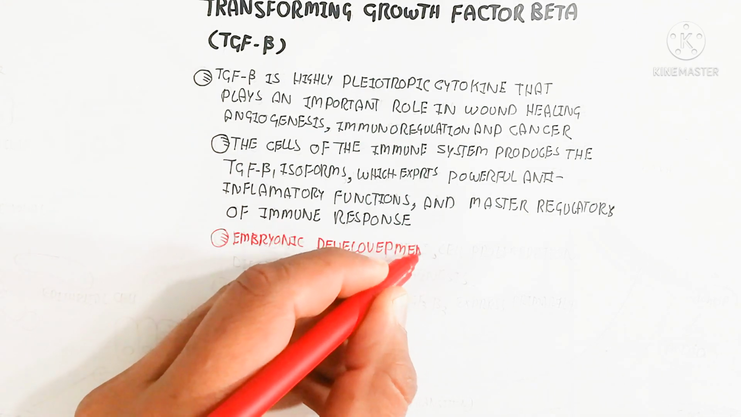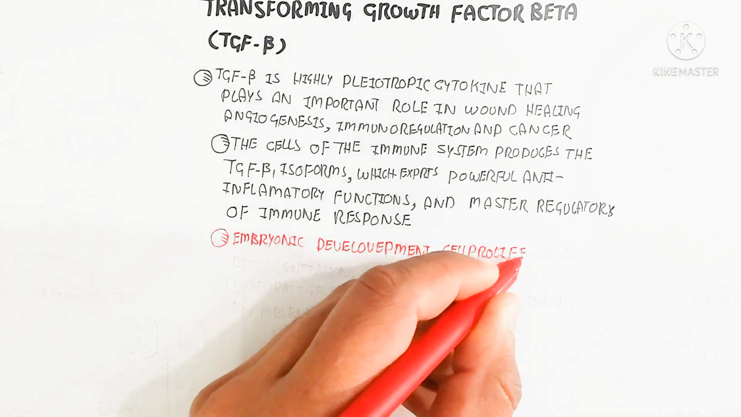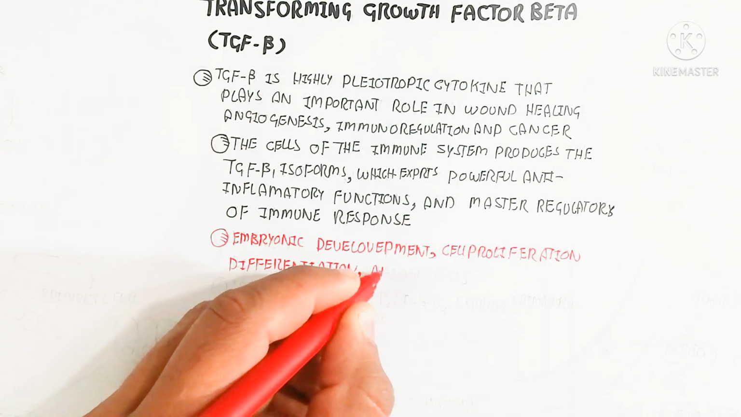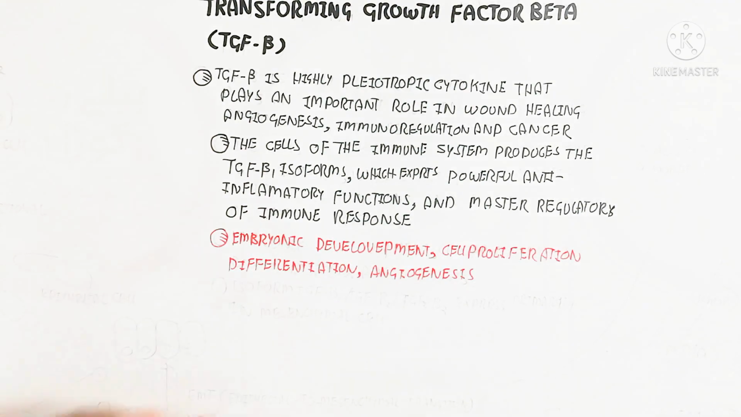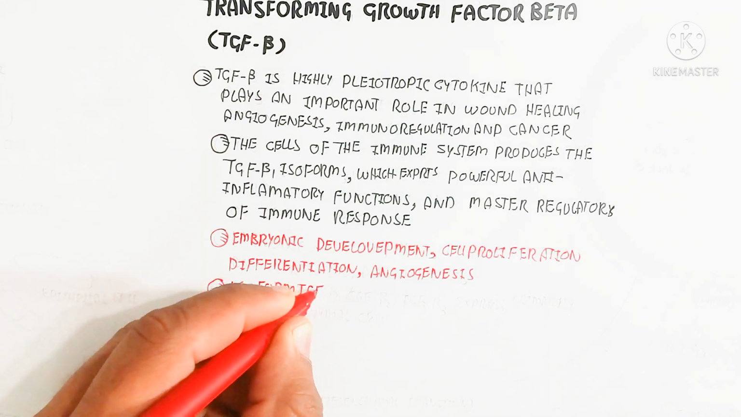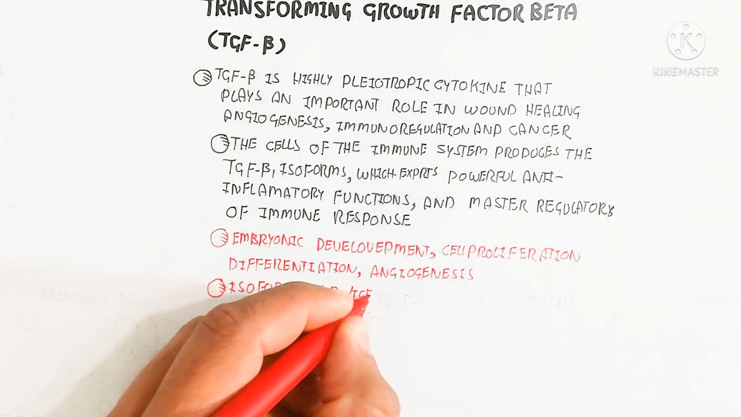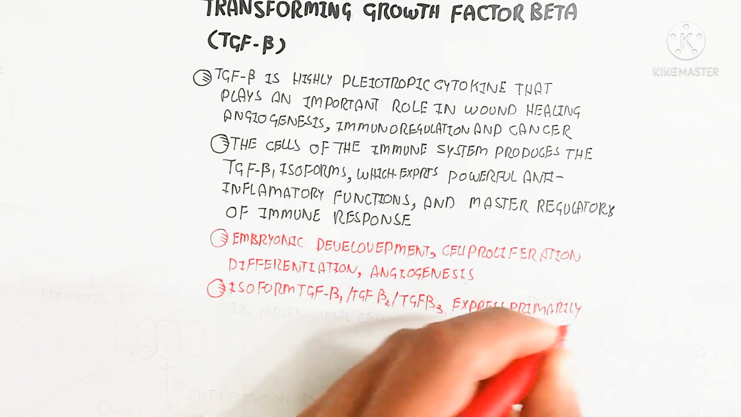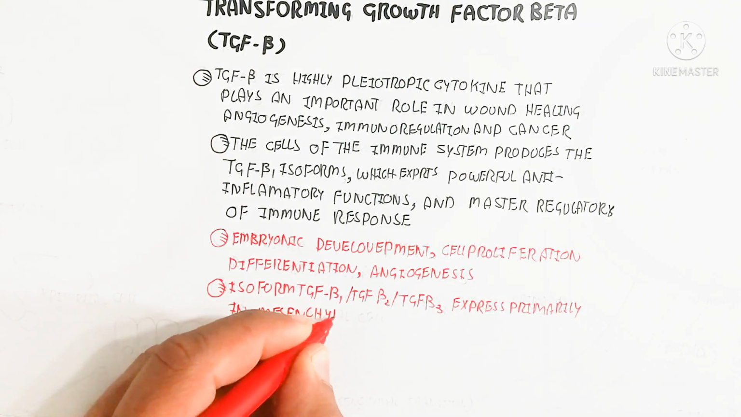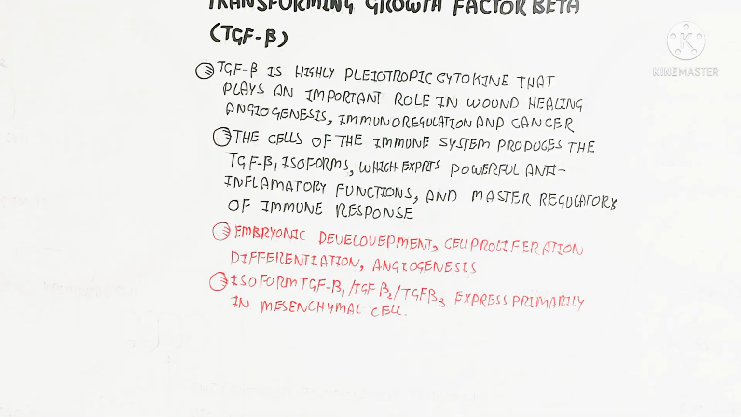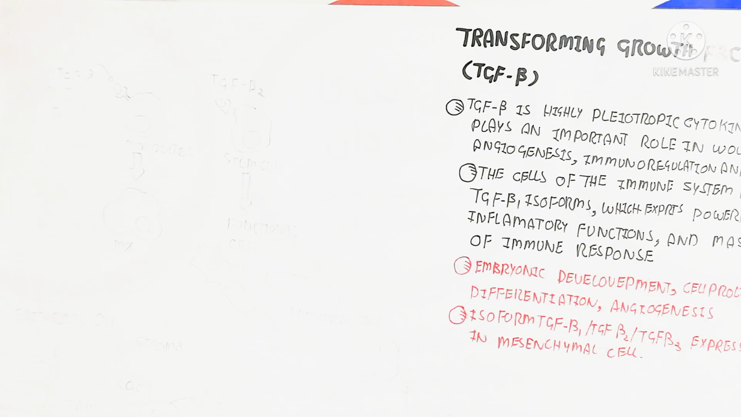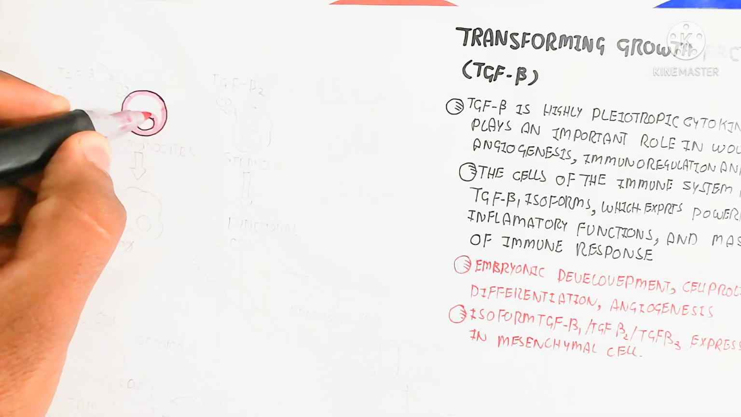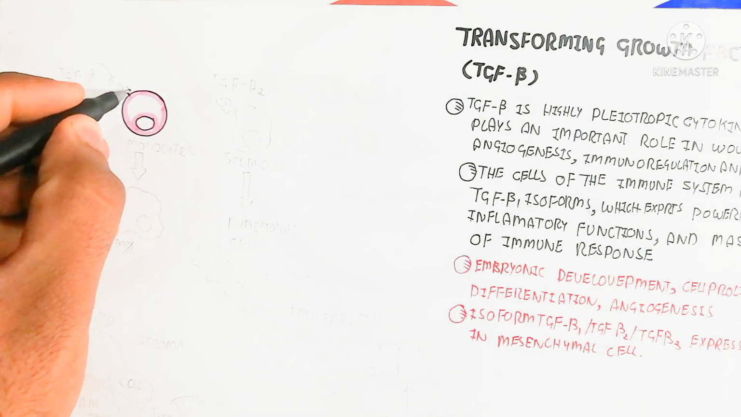The isoforms are transforming growth factor beta 1, beta 2, and beta 3. They are expressed primarily in mesenchymal cells, and after this the mesenchymal cells will proliferate and produce different types of cells. So we will recap an overview of transforming growth factor beta, and we will also understand the pathway of transforming growth factor beta after binding with the cell receptor.